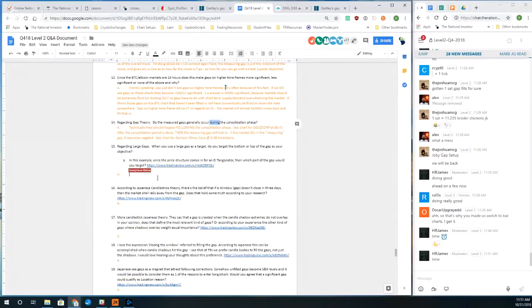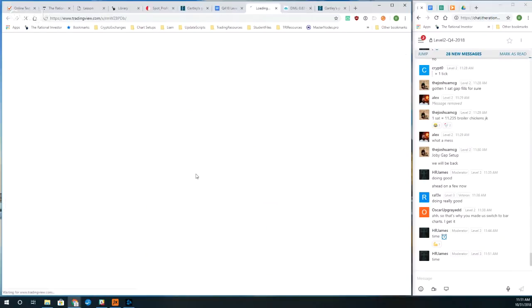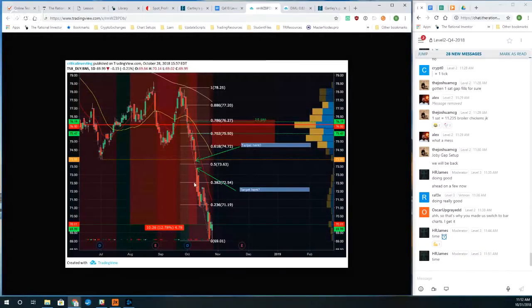Number 15. Regarding large gaps. When you use a large gap as a target, do you target the bottom or top of the gap as your objective? Well, both. And you're like, well, that's not an answer. Come on. So I would argue that this level right here is hugely significant, and there's also this gap down here too. But if there's so much pressure on the sell side that the market cannot enter the gap, then that in itself is actually extremely valuable information.